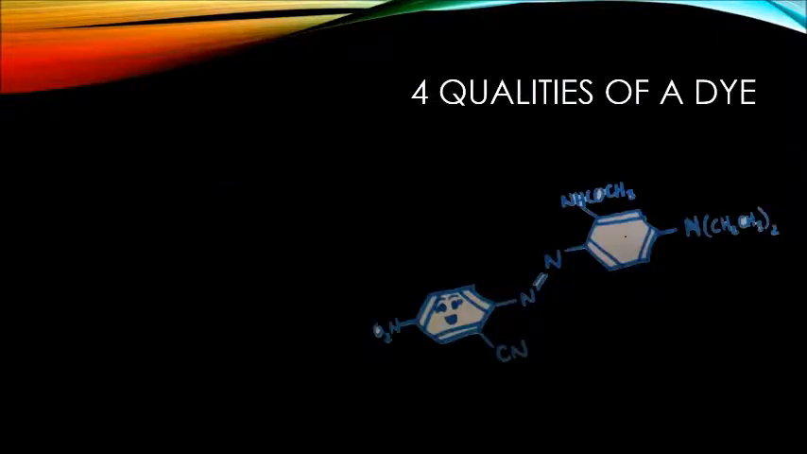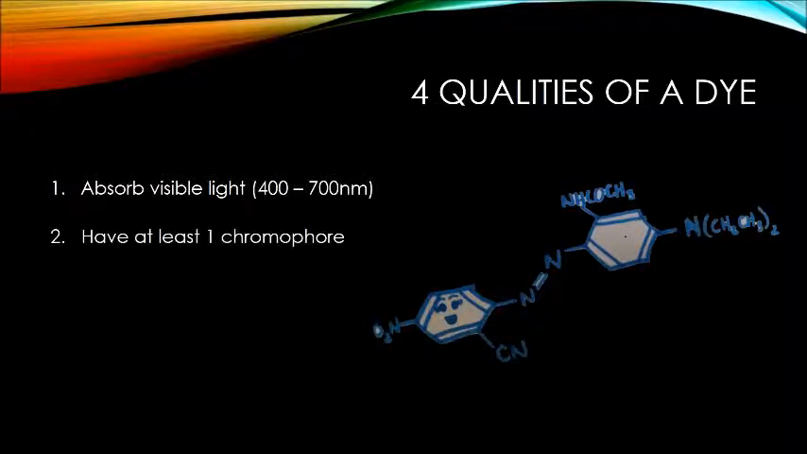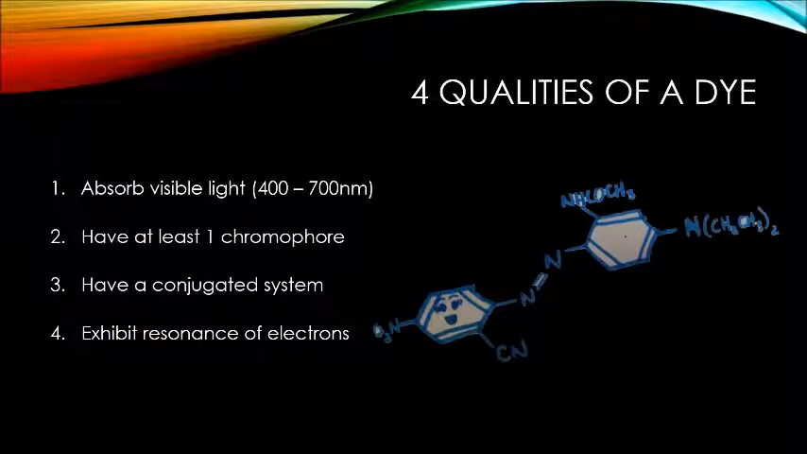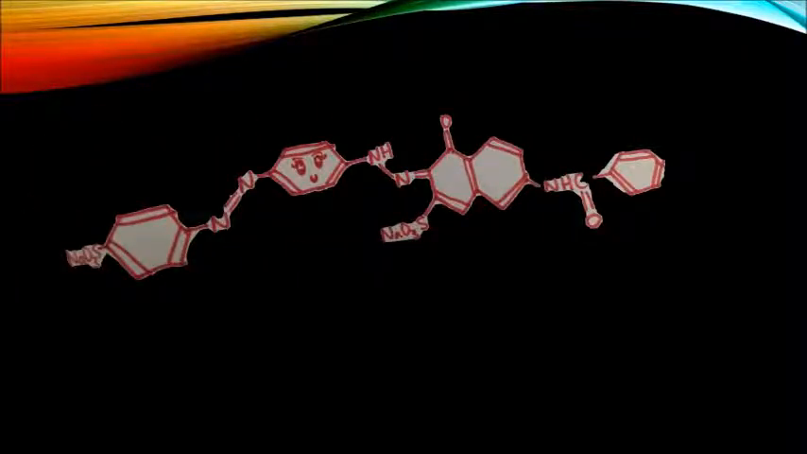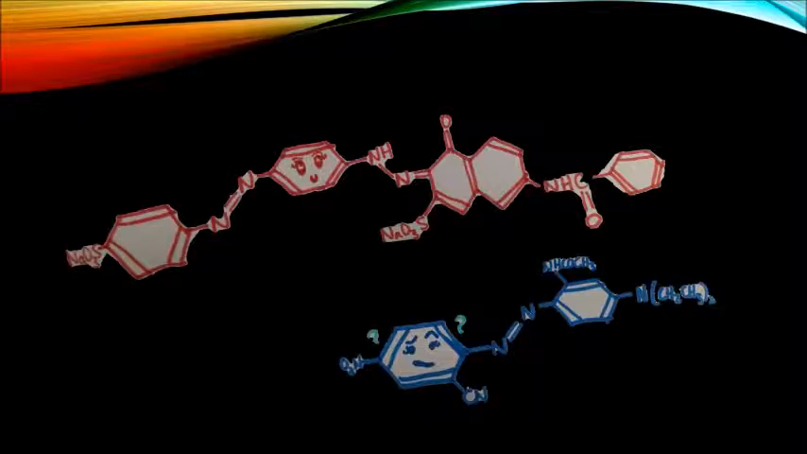Oh! So let me get this straight. I'm a dye because I absorb visible light. And I absorb visible light because I have a chromophore in a conjugated system which allows for resonance of my electrons? Exactly. Okay. But then I have one more question for you. Why is my friend Nellie here a different color? He obviously absorbs visible light because he's red, and he has a chromophore in a conjugated system. But he has the same chromophore as me, so why are we not the same color?